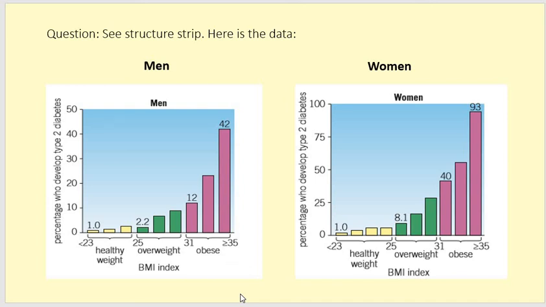Body mass index is a relationship between your weight and your height. So it's not just how much you weigh, it's whether or not that weight is appropriate to how tall you are, because obviously a taller person can carry more weight without having an excess. That data will help you answer the question.